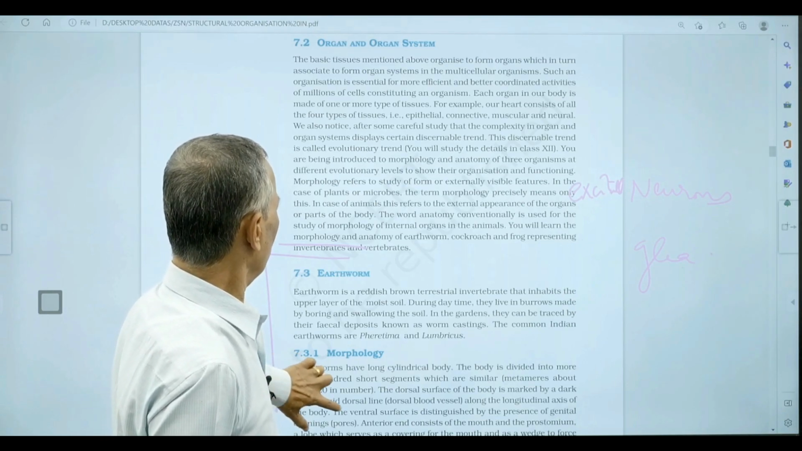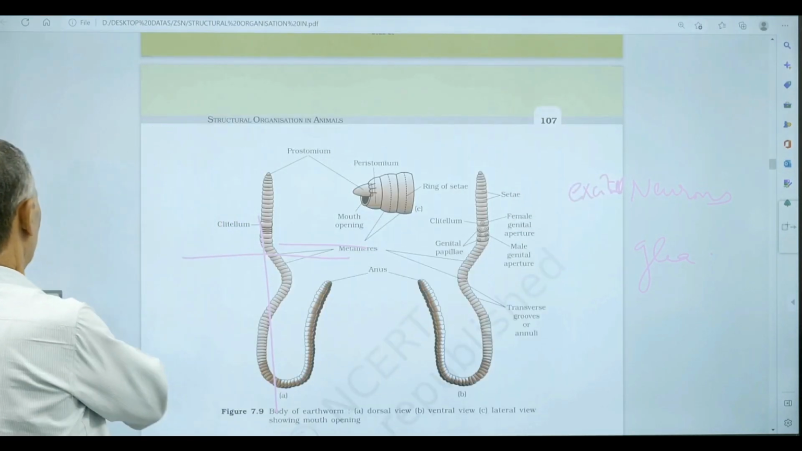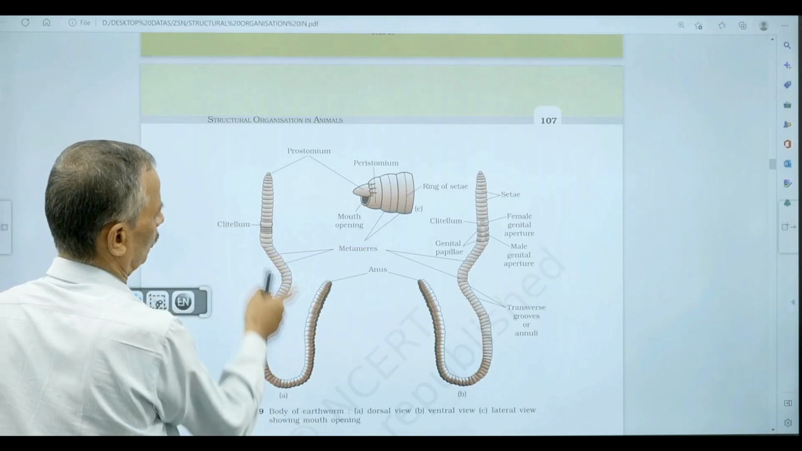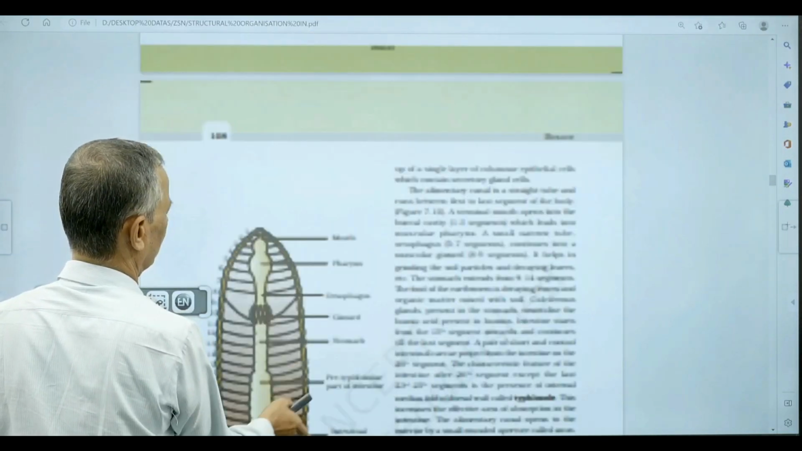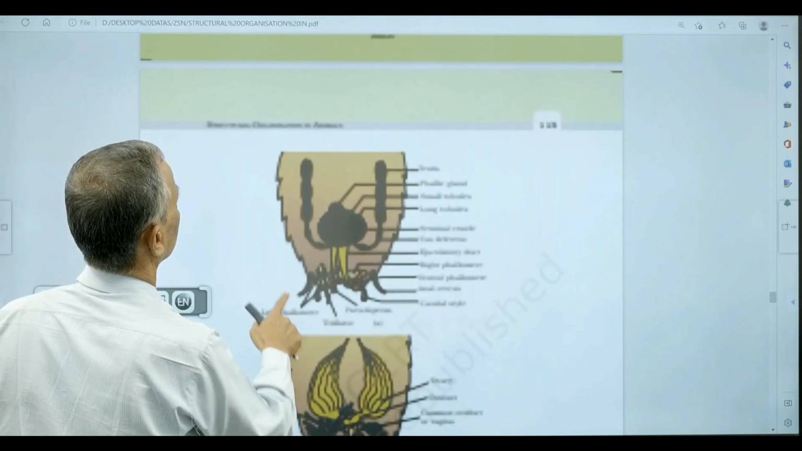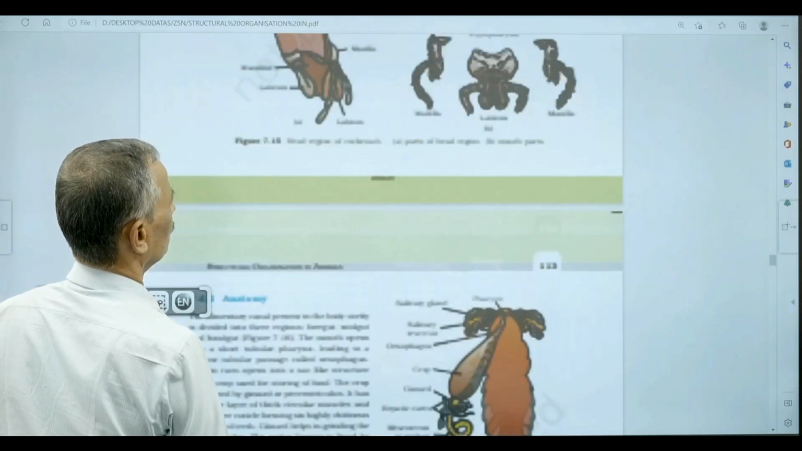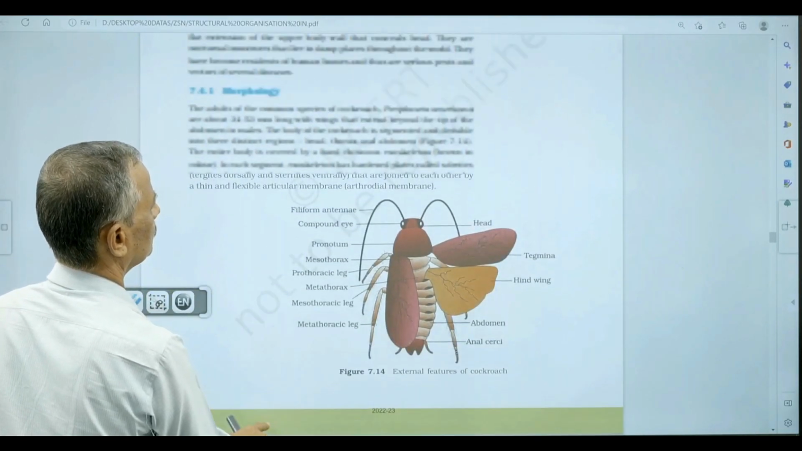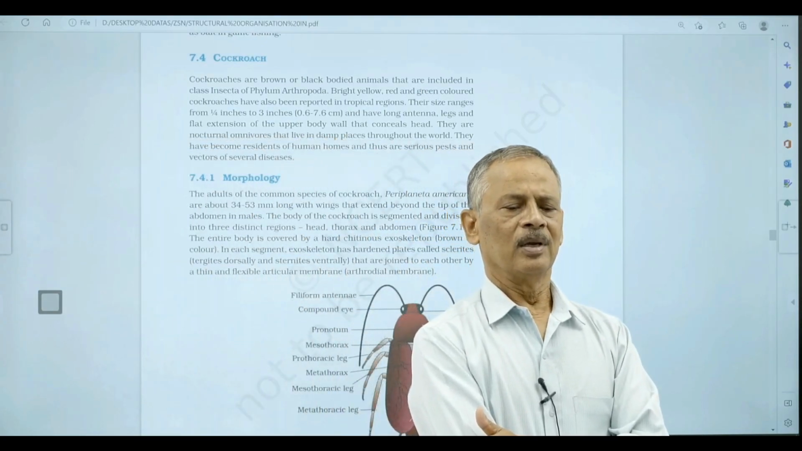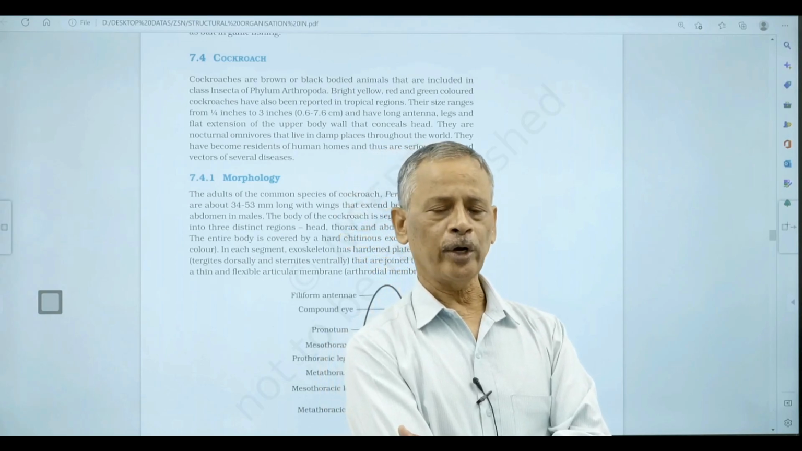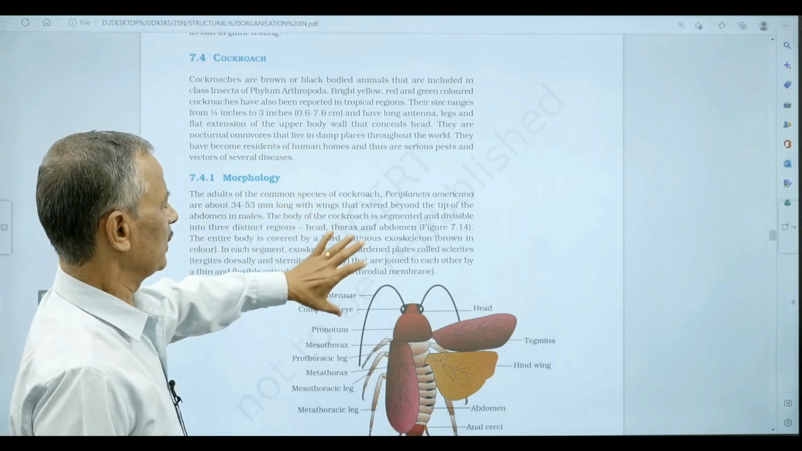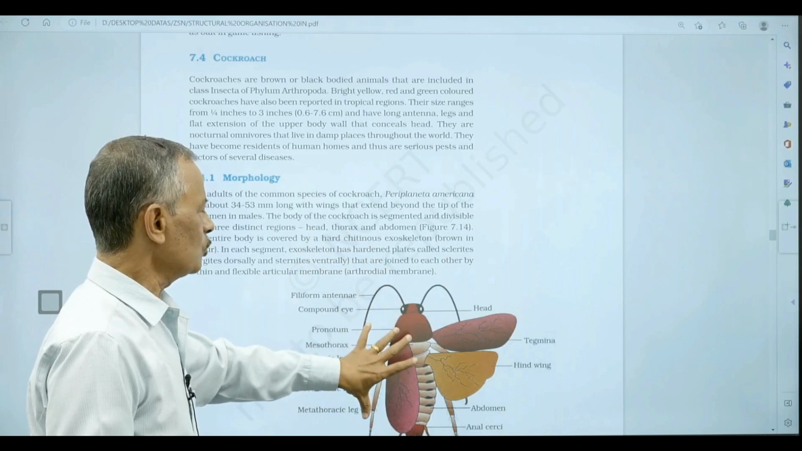And now we will be studying one example as a typical representative of these animals. What is that? It is cockroach. We need not discuss earthworm and frog. We will be discussing only cockroach. Cockroach is an arthropod. Phylum Arthropoda. Class Insecta. Order Orthoptera. Coming under Arthropoda are the insects, which are the largest group, and cockroach is a typical insect.